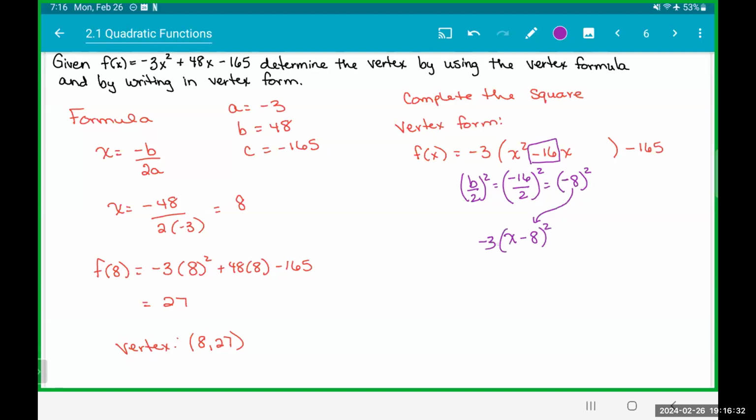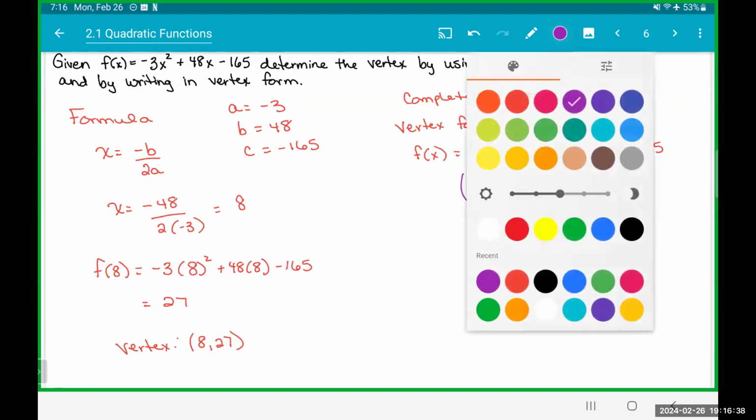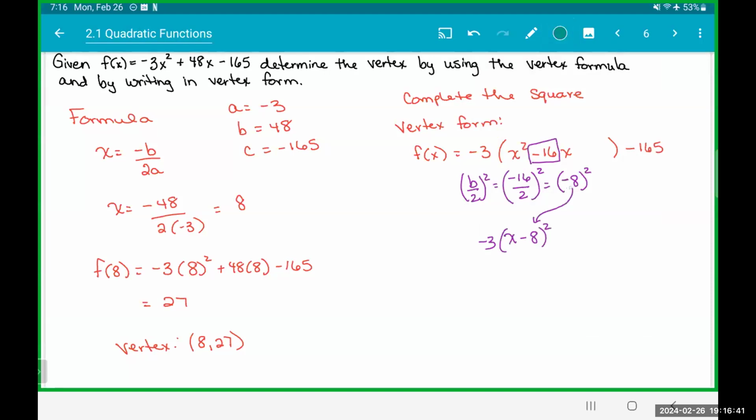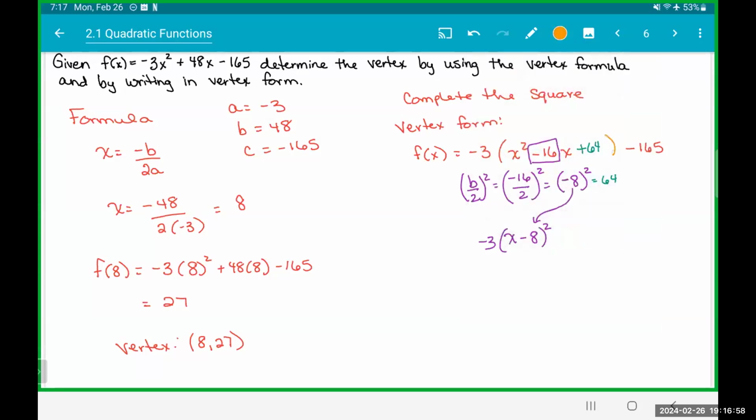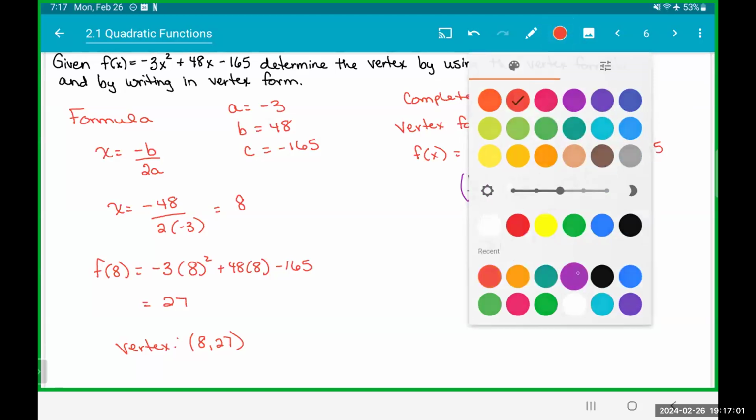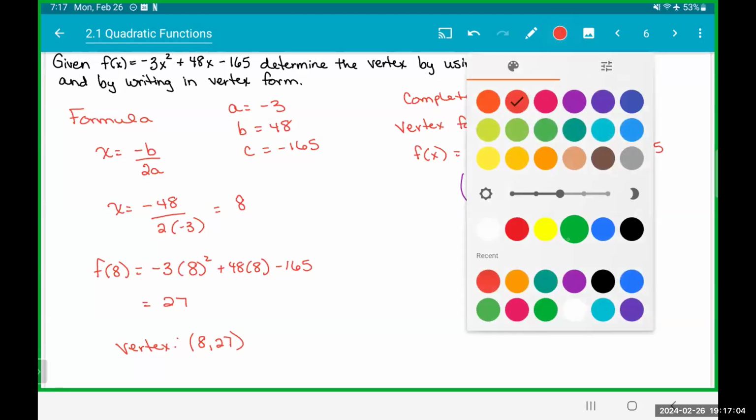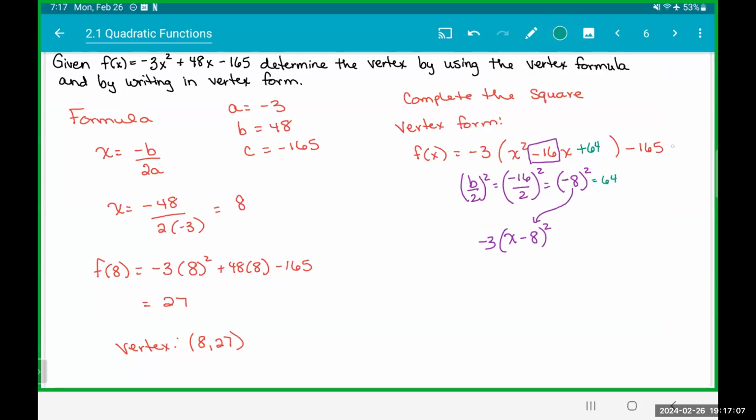And then we have the negative 3 out here. And so really what we need to determine is the remainder of that. So negative 8 times negative 8 equals 64. So I'm going to add 64 and minus 64. But remember, we want the minus 64 to be on the outside. So we actually want that to be negative 3 times 64 out there.